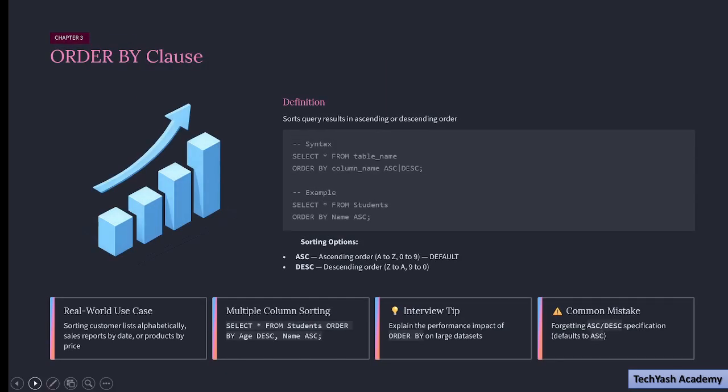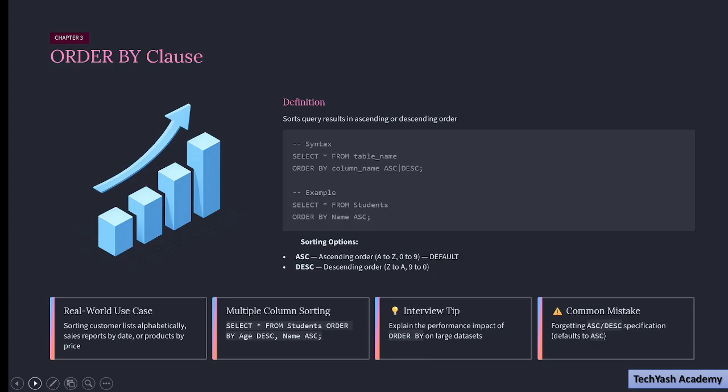After that, we have the ORDER BY clause. Using this clause, we can sort the query result ascending or descending. Using ASC, we sort the data in ascending order, and with DESC, we sort the data in descending order. Ascending is A to Z or 0 to 9, and it is the default. Descending order is Z to A and 9 to 0. Real-world use cases include sorting a customer list alphabetically, sales reports by date, or products by price.